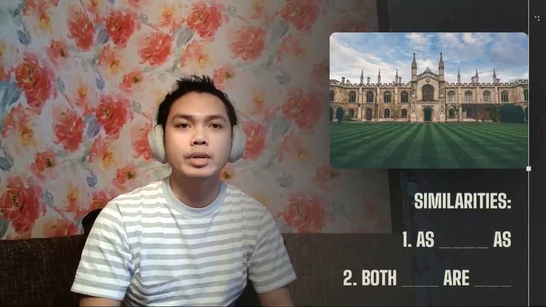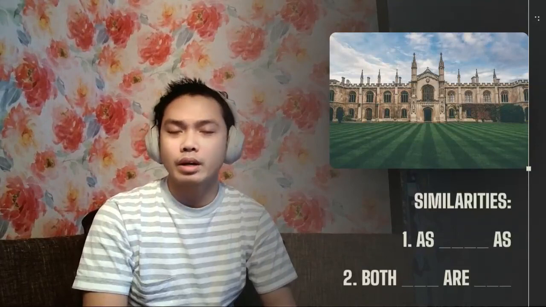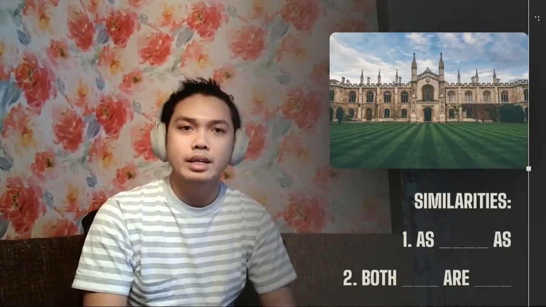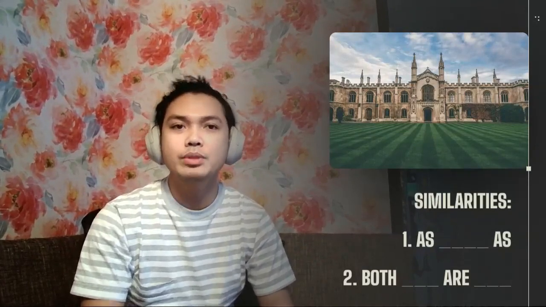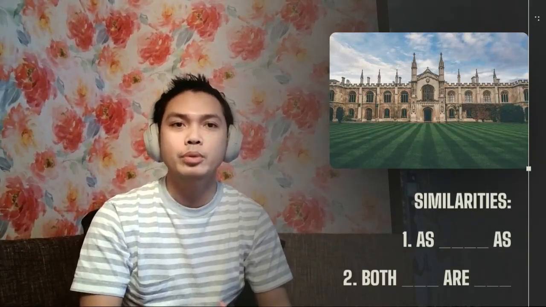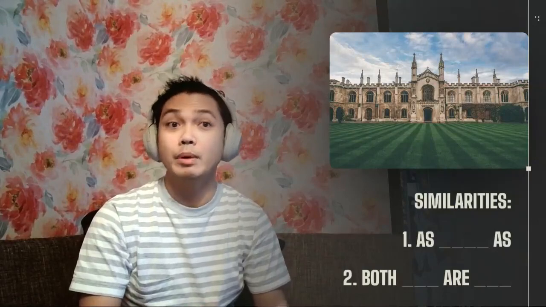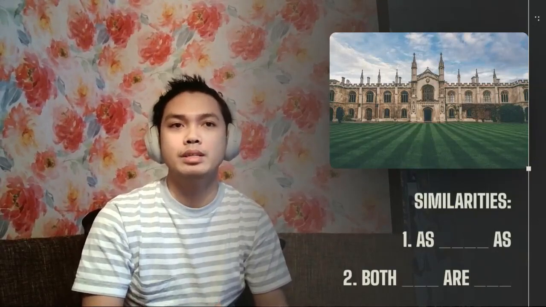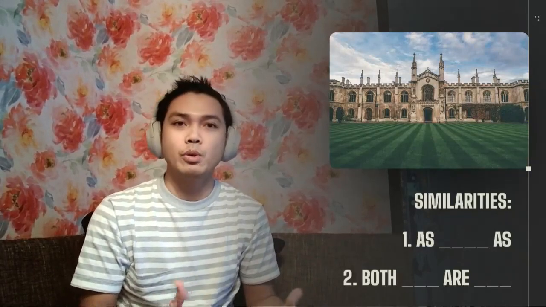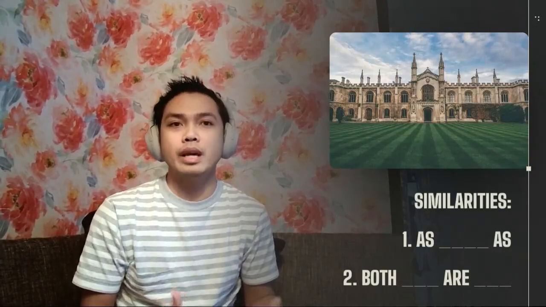Now, let's do a quick recap on how to go about doing this. Now, when describing similarities, there are two ways that you can do it, all right? Now, number one, you can use the structure as blank as. Now, in that blank, insert the appropriate adjective that both items share. For instance, as big as brings the meaning of sama besar, as pretty as brings the meaning of sama cantik, as amazing as means sama hebat. So when two items that you compare share the similar adjective, use as blank as.